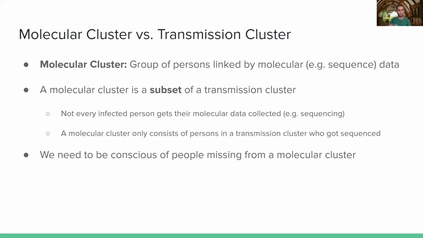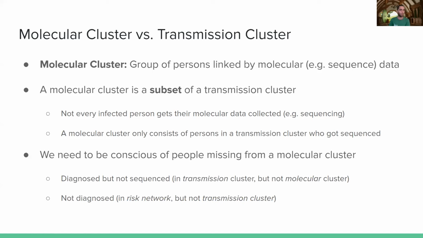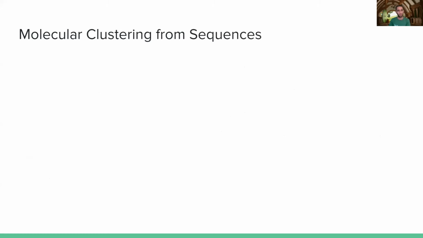So when we're doing transmission clustering, we have to be conscious of people that are missing from our data set. For example, people that are diagnosed but not sequenced, so people who are in the transmission cluster but not in the molecular cluster, or people who are not even diagnosed, so people who are in our risk network, but not even in our transmission cluster.